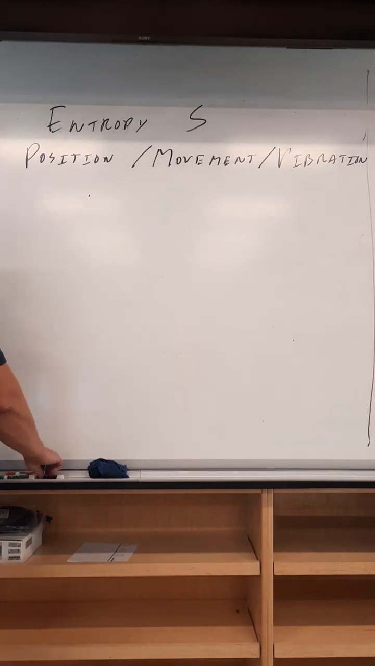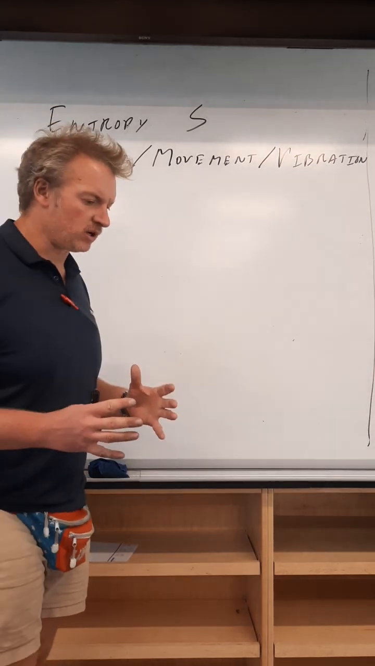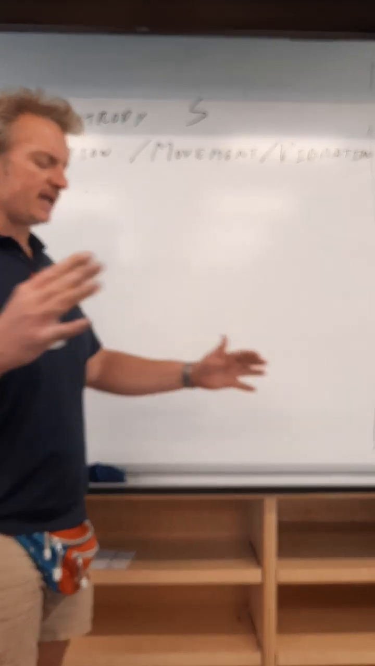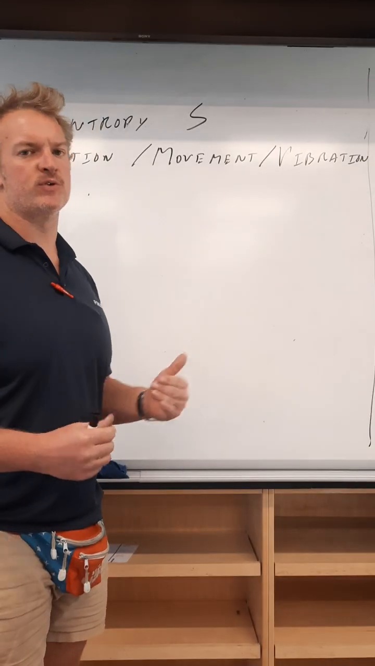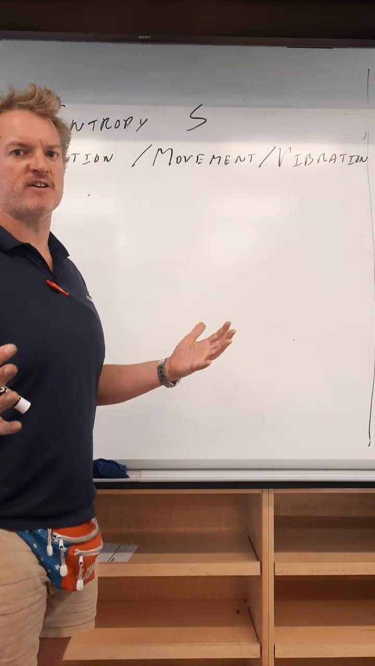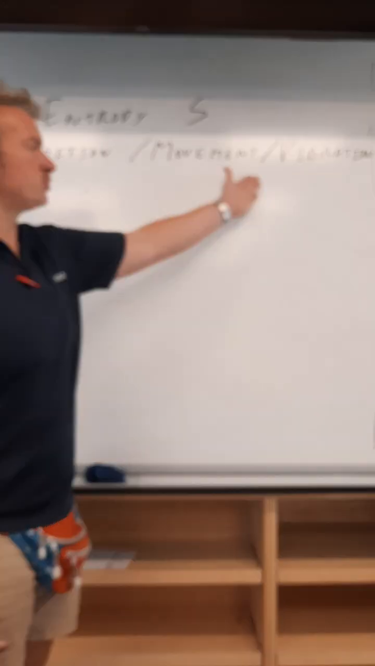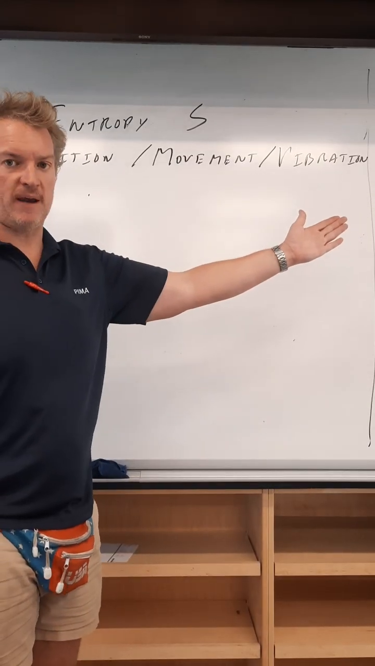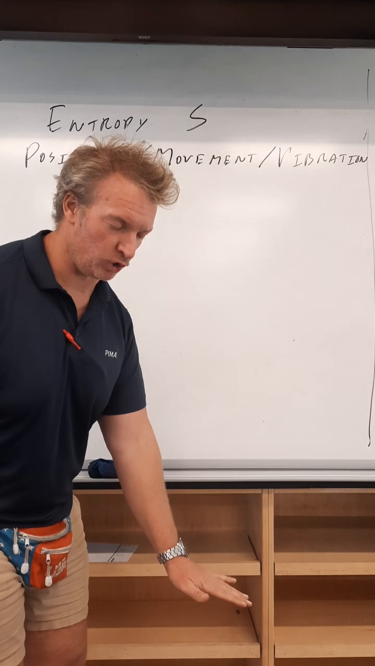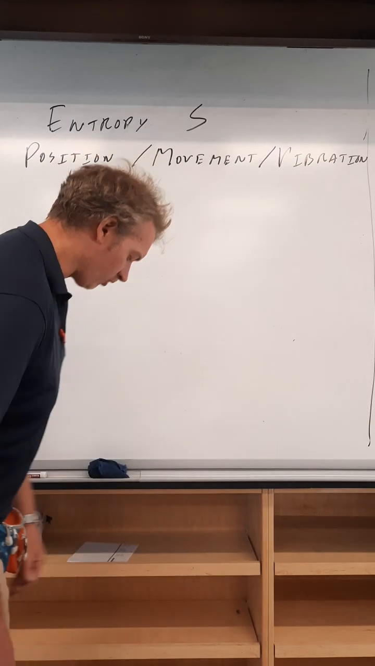Let's talk about the entropy term here. The entropy term is a way to describe matter based on its position, its vibration, and its movement through space related to its state of matter. Gases are going to have the highest entropy because they have the most changes in movement, position, and vibration. Solids are going to have the lowest entropy states.